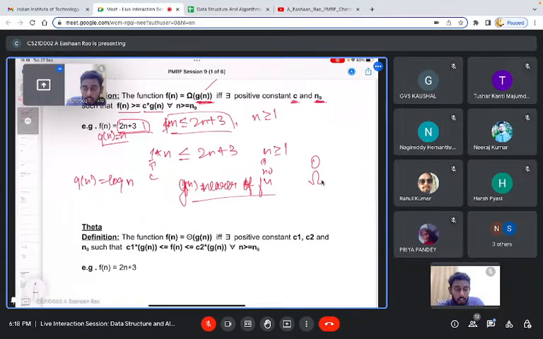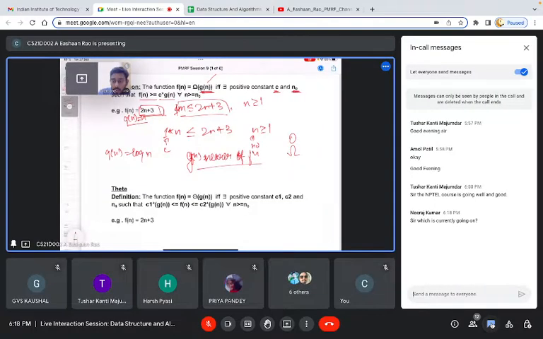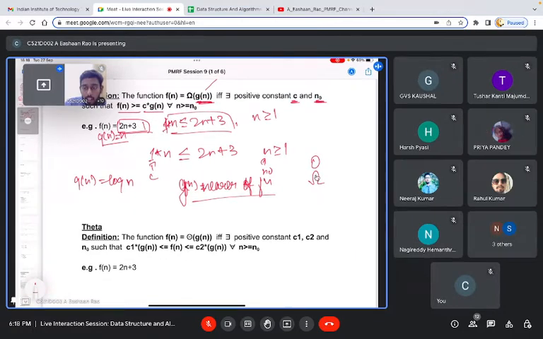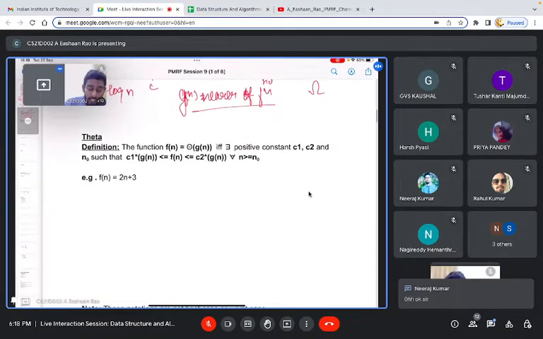Okay, one question is, Neeraj, can you explain what is currently going on? Okay, we are talking about the time complexity. This is the second part of the time complexity which is going on right now. In this class we are more focusing on the notation part. In the earlier session we talked about how to calculate or identify the time complexity.